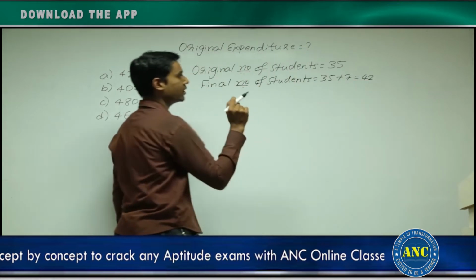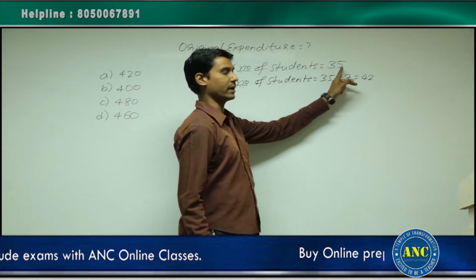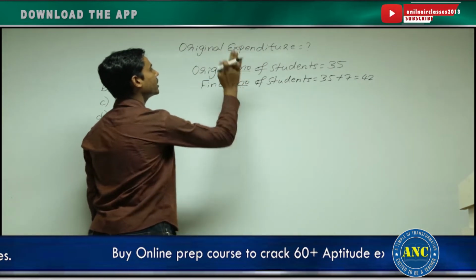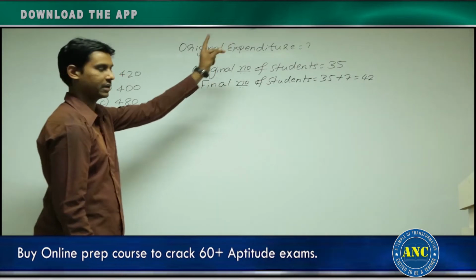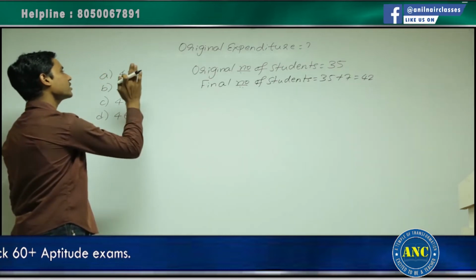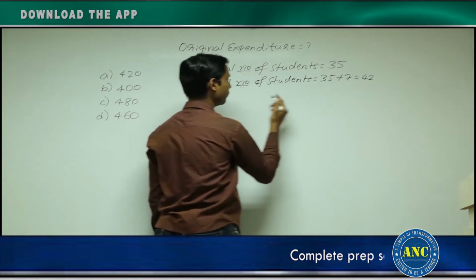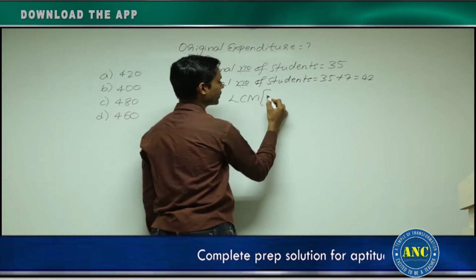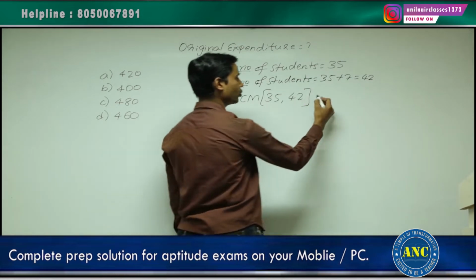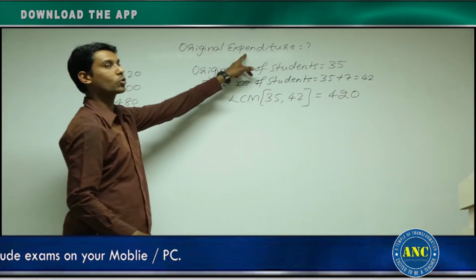Now see here. The best way to solve is by answer option. The number of students initially was 35. Finally it is 42. Now, let us assume some option for the original expenditure. We need to find the original expenditure. It can be any of these. Let us go one by one. We shall not start with option A. Because the numbers are 35 and 42, let us take the LCM of 35 and 42. The LCM of 35 and 42 is 420. That means I will assume the original expenditure to be 420.